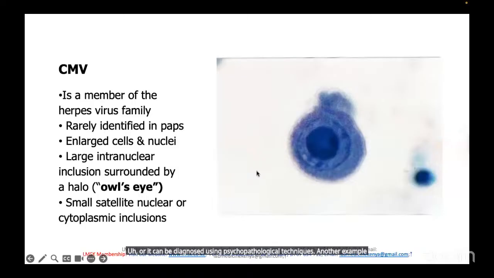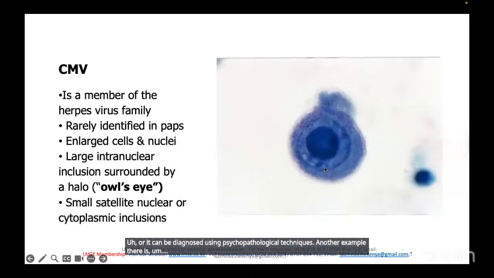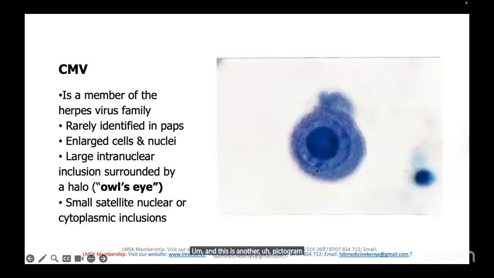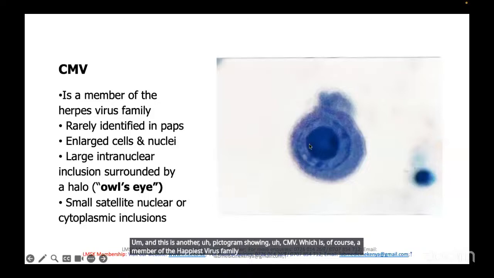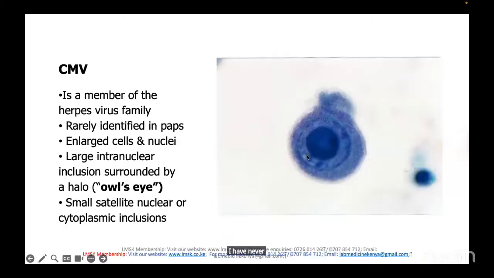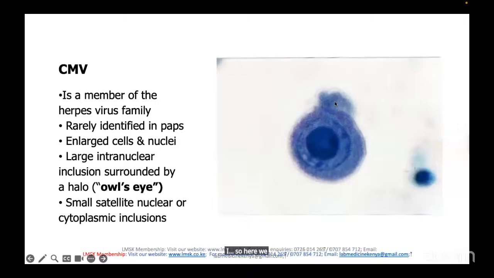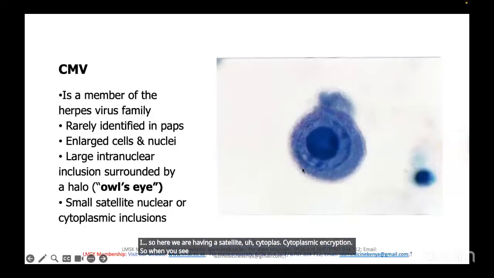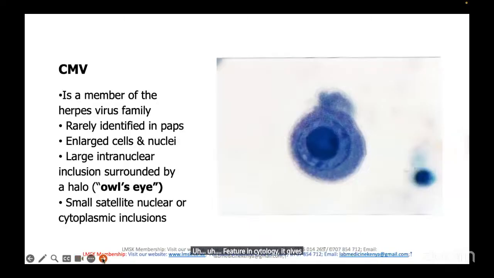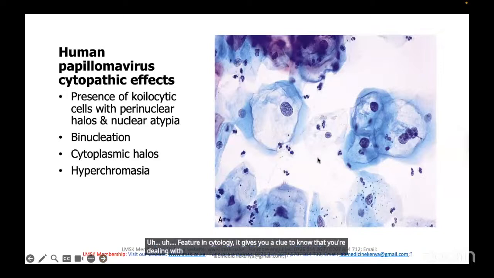Another example. This is another pictogram showing CMV, which is of course a member of the herpes virus family. And we call this an owl's eye. I've never seen an owl, but the people who have seen an owl, they usually say, oh, surely this looks like an owl's eye. So here we are having a satellite cytoplasmic inclusion. So when you see such kind of feature in cytology, it gives you a clue to know that you're dealing with cytomegalovirus infection.